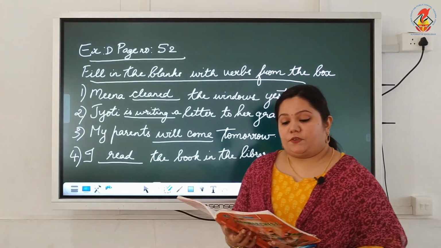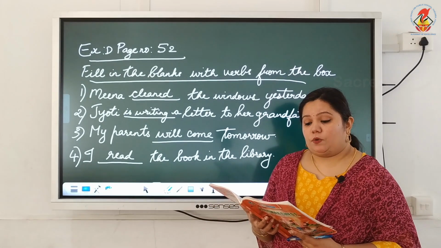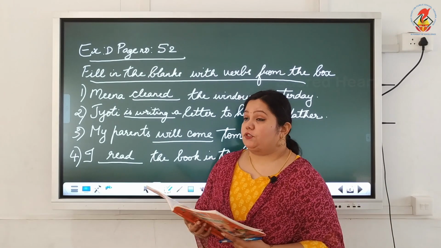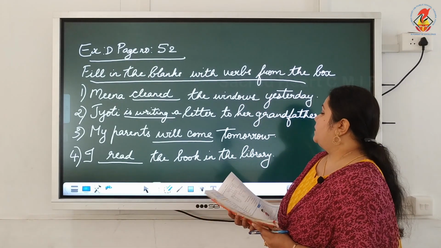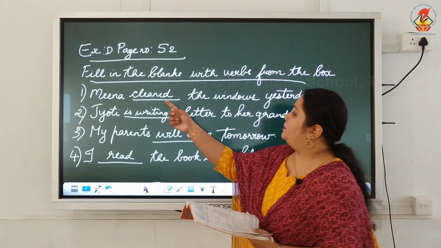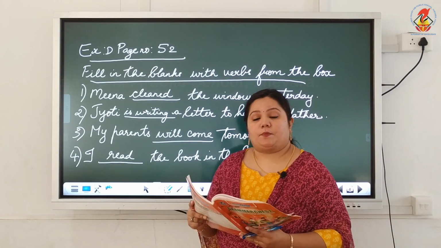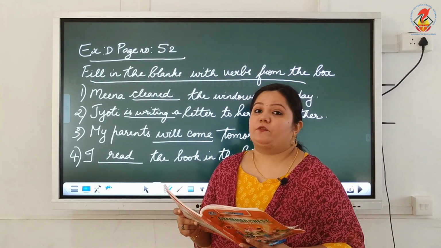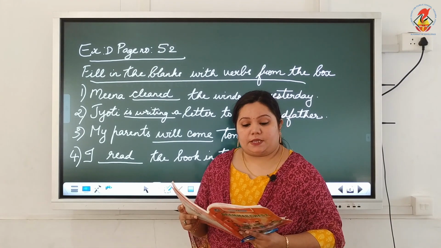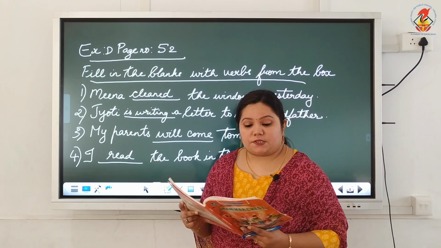Alright, so let us see what is the first sentence there. Meena dashed the windows yesterday. Right? So what do we write here? We take cleaned. So Meena cleaned the windows yesterday. So from the box we write the word cleaned and we fill in. Okay. So Meena cleaned the windows yesterday. I hope that is clear.